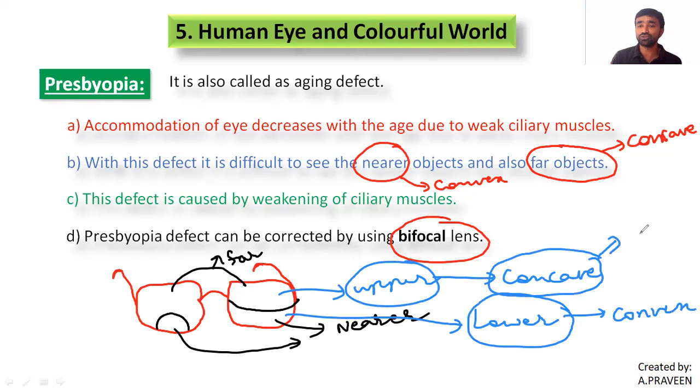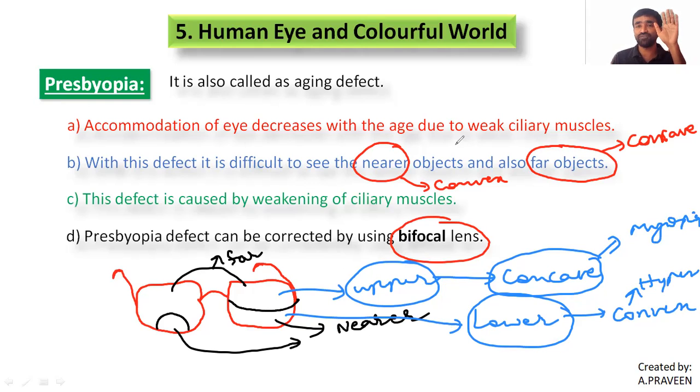Concave lens is used to correct the defect of myopia, right? Convex lens will be used to correct hypermetropia. See. So presbyopia is what? A combination of two defects, hypermetropia and presbyopia.